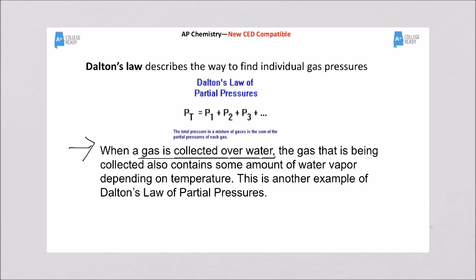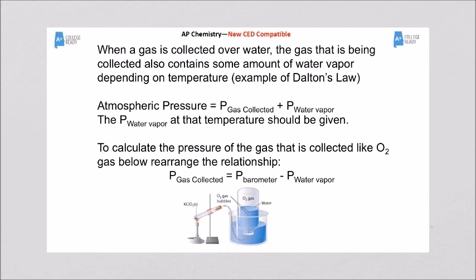Well, it's what we said when we talked about liquids. All liquids contain some of their vapor above their surface. If it's a high temperature, there's going to be more vapor present. If it's lower temperature, there's going to be less vapor. So let's continue with this discussion on this slide.